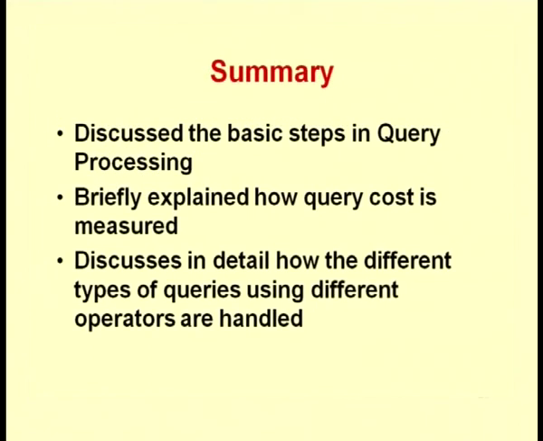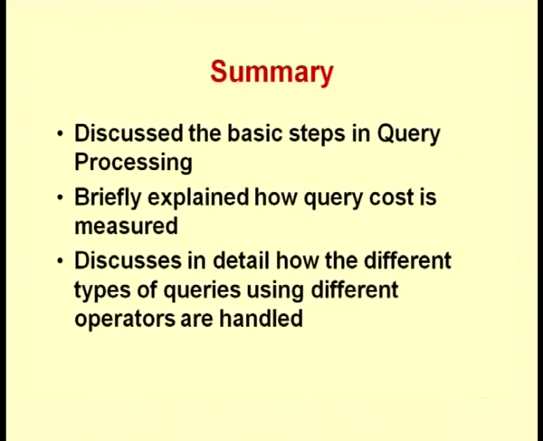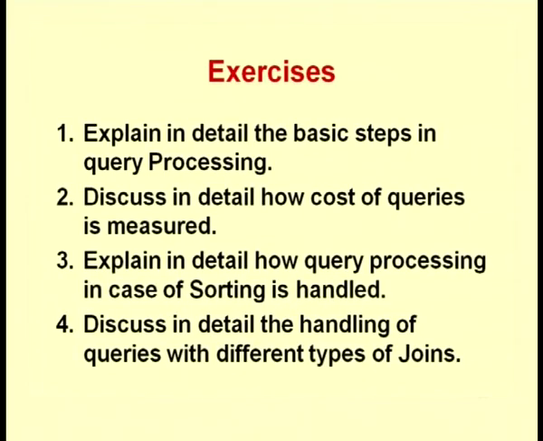Here we have discussed the basic steps in query processing. We have briefly explained how query cost is measured for different types of queries like selection and complex selection, and we have discussed in detail how the different types of queries using different operators are handled. Explain in detail the basic steps of query processing, and then discuss in detail how the cost of a query is represented using all the methods. You must give the cost for all the methods. Explain in detail how query processing is done for strings, and then discuss in detail the handling of queries with different types of joins, nested join, equi join and so on. Thank you.